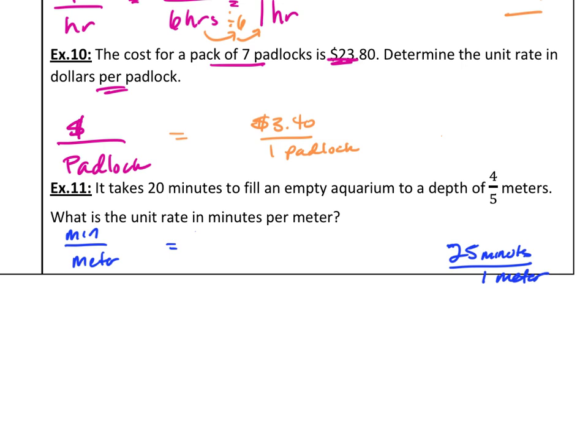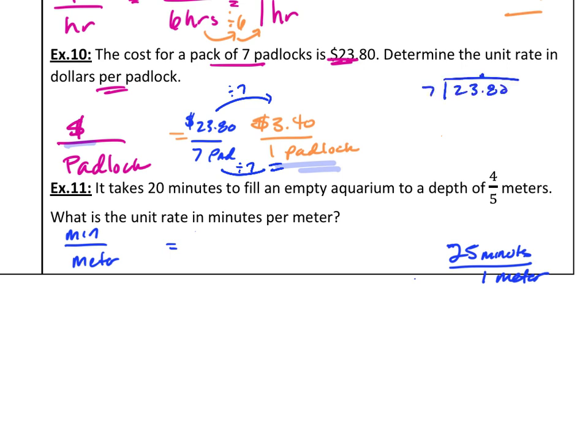Okay. When I look at this, what I said was I got dollars over padlocks, right? So we're doing unit rates, and I know I want 1 padlock. So really, what I'm going to do is start out writing it out, saying, well, I know that I have $23.80 for 7 padlocks. And I have to remember that I'm trying to get to one padlock on the bottom, right? So I'm going to divide this by 7, the denominator. So that means I'm also going to divide the numerator by 7. That means I'm going to do some long division.